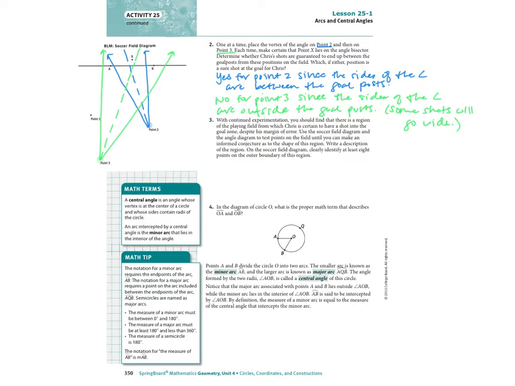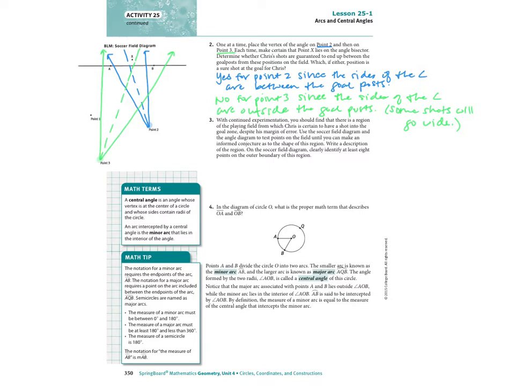All right, so that's question number 2. Moving on to question number 3, it says, with continued experimentation. Now, I know this is a little bit hard to visualize and see. We're going to try to do our best, but we should find that there's actually a region of this playing field that we're looking at, okay? There's a region where Chris is guaranteed, he's certain to have a shot in the goal zone, despite that margin of error of 15 degrees.